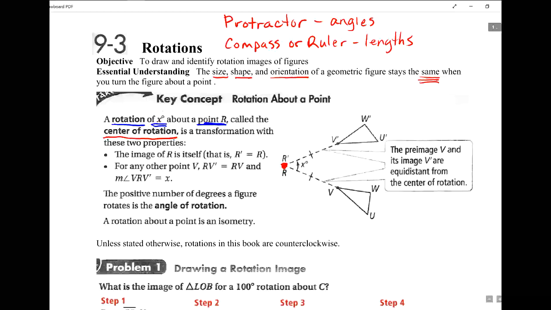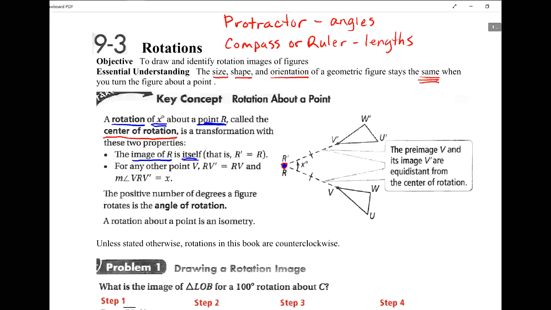And there's a couple important things about this. The image of R is itself. So if a point on your figure is on the center of rotation, your image is just the same spot. It just turns around in a little circle right here and doesn't go anywhere. This is very similar to your point being on the line of reflection.